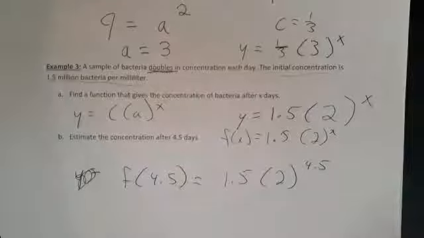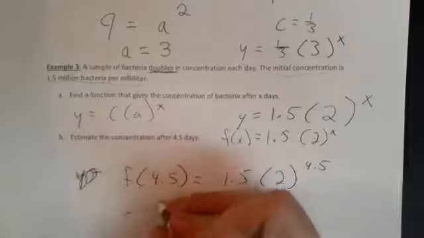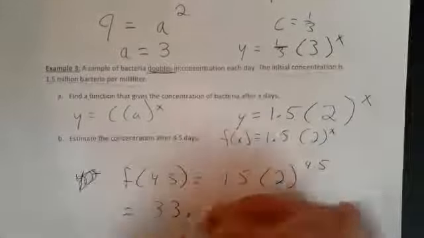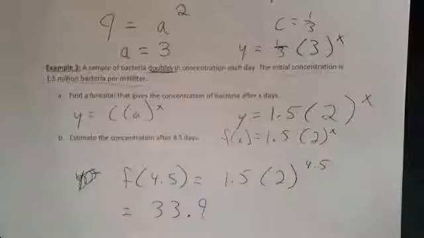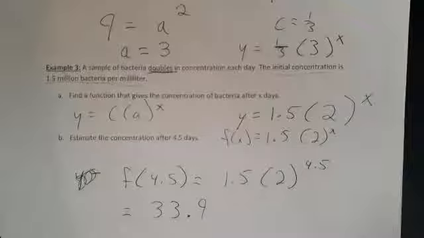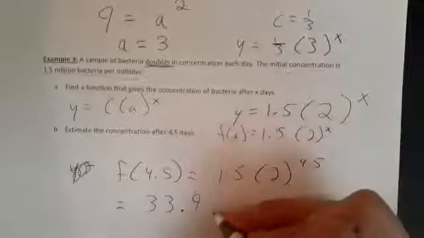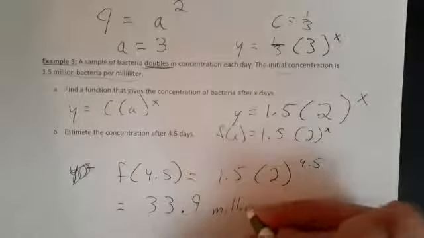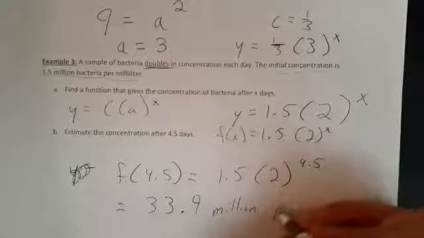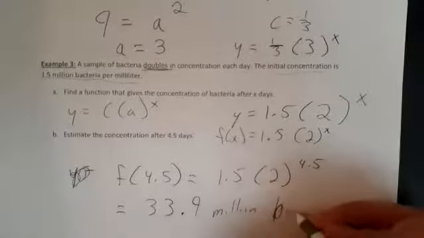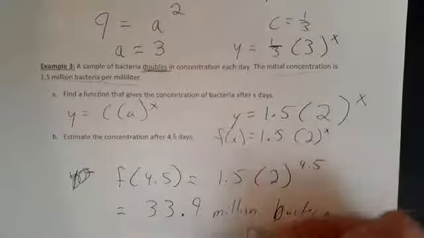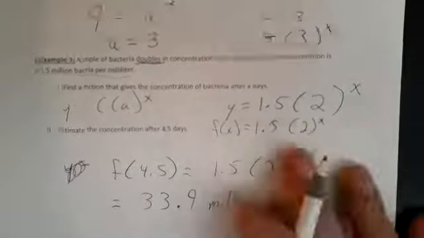If you want to do 2 to the 4.5 by hand, bless your soul. I don't know what to tell you. It's not something I would be doing. Definitely grab a calculator at this point. And you should figure out it's something about like 33.9. And then we're talking about that crazy unit of measurement that they have, which is million bacteria per ml, right? Something like that.